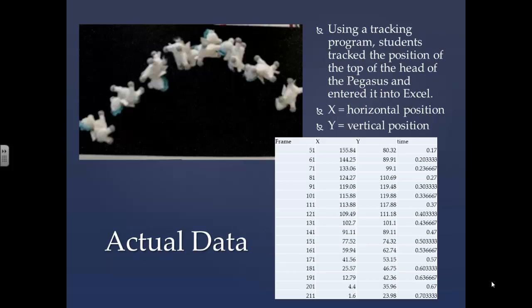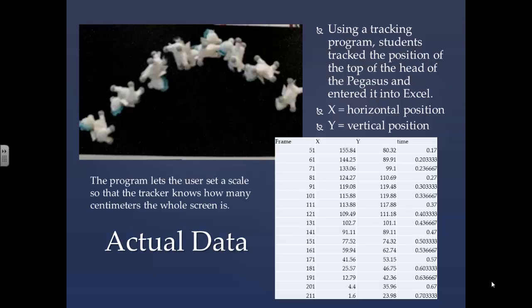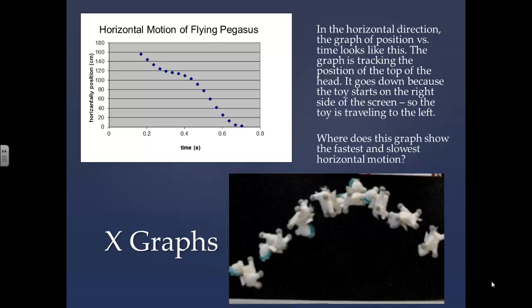Using a tracking program, students tracked the position of the top of the head of the Pegasus and entered it into Excel. X was the horizontal position and Y was the vertical position. The program lets the user set a scale so that the tracking program knows how many centimeters the whole screen is. In the horizontal direction, the graph of position versus time looks like this.